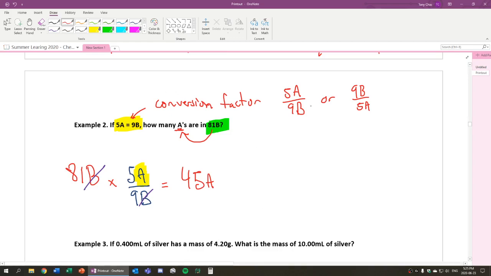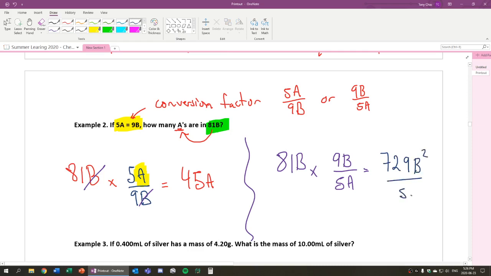What happens if I didn't use the first conversion factor? What happens if I use the second conversion factor? Well, let's see. If I took 81b and I multiply by 9b over 5a, what you're going to notice is, first of all, the b's don't cancel out. So what you have is 81 times 9 is 729, b times b, you know that's b squared, over 5a. Does that look like an answer of how many a's you're trying to solve? The answer is no. So that's why this one doesn't work.